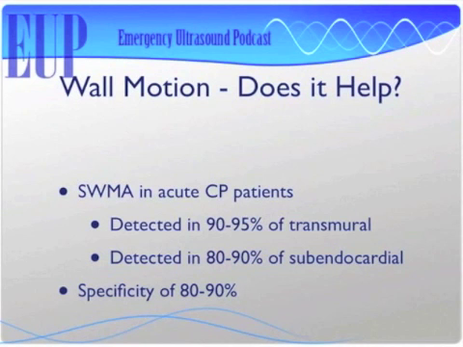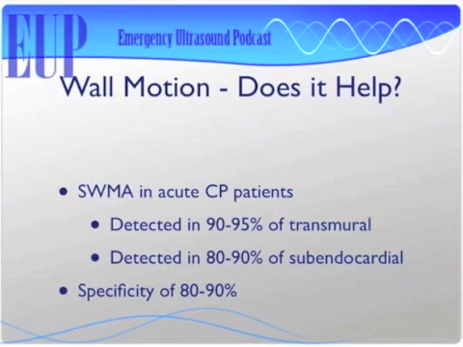Okay. Go ahead. So the echo literature is pretty decent, and by decent I mean pretty awesome. Segmental wall motion abnormalities in acute chest pain patients, like 90 to 95% of them were found to have segmental wall motion abnormalities if they had a transmural infarction, and 80 to 90% were found to have segmental wall motion abnormalities if they had subendocardial. And this is not stress testing. This is baseline echo, performed emergently when a patient has acute chest pain. And then if you look at the specificity, it's like 80 to 90%.